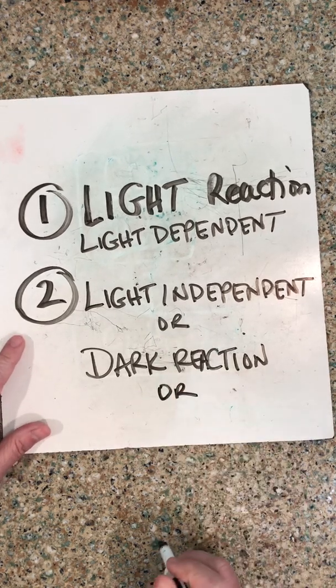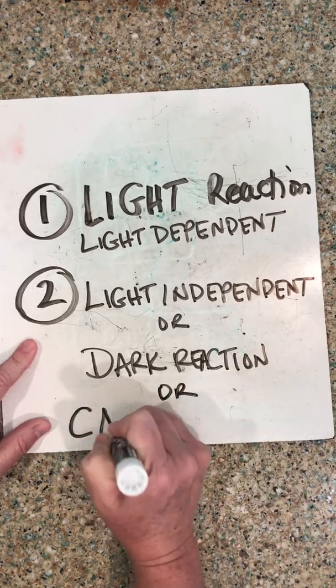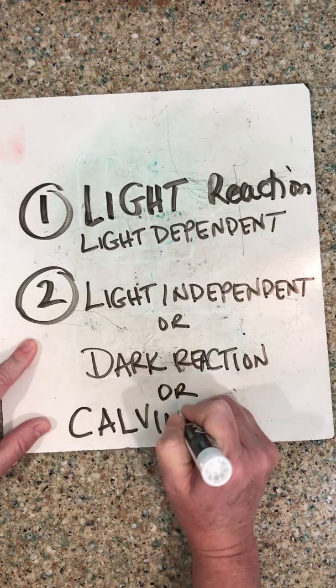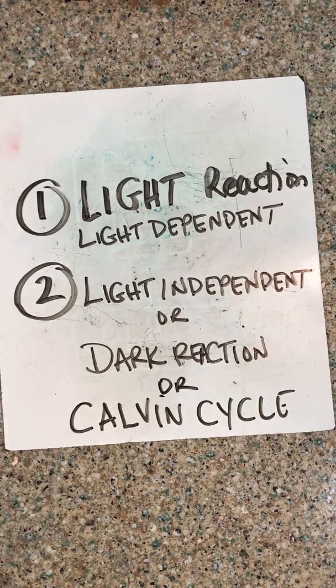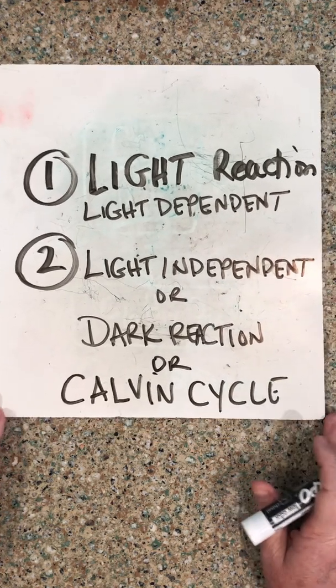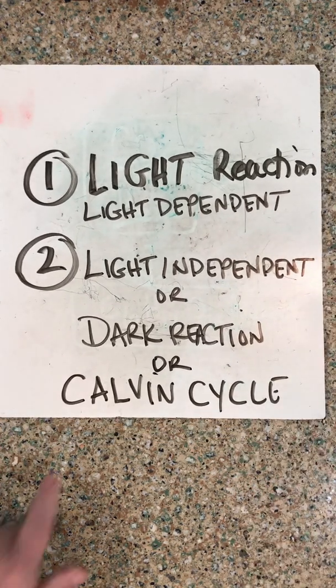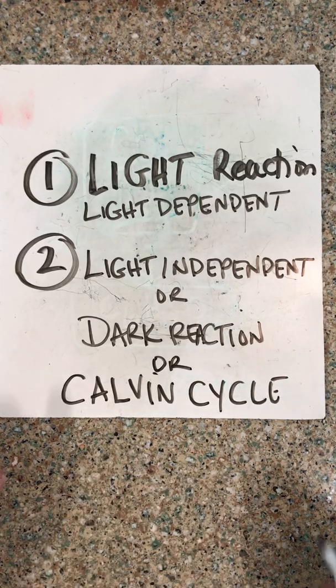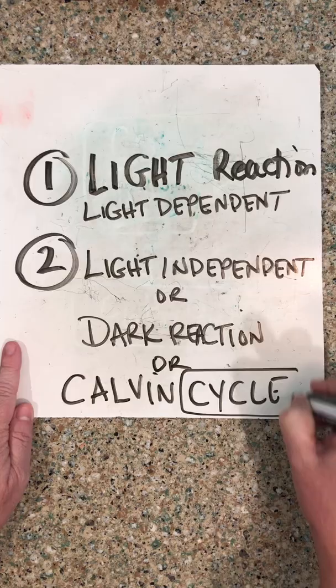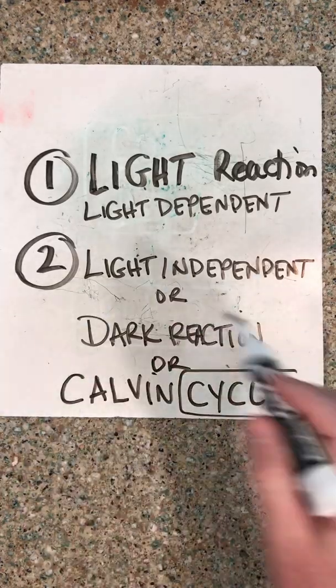But the second step has a third name, named after the gentleman who discovered it, and it's the Calvin cycle, named after Melvin Calvin. Okay, so poor old Melvin Calvin, he was the one that discovered the cycle, and it is called a cycle because it continuously goes round and round and round.